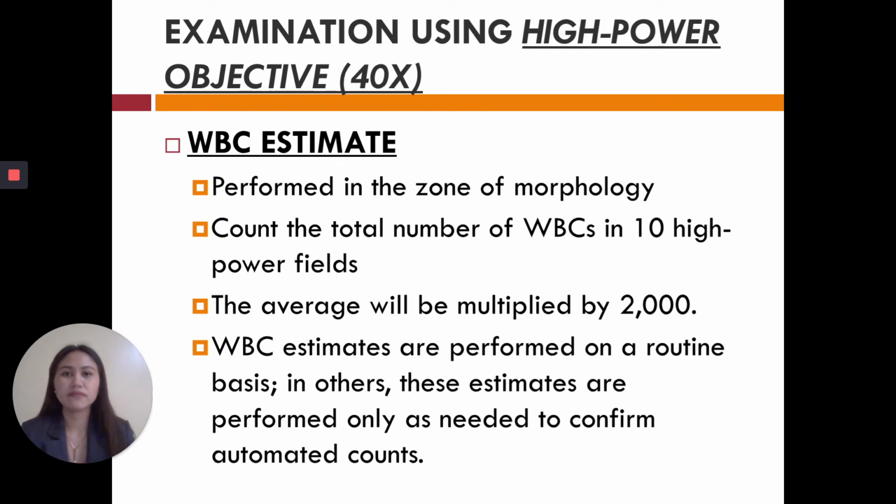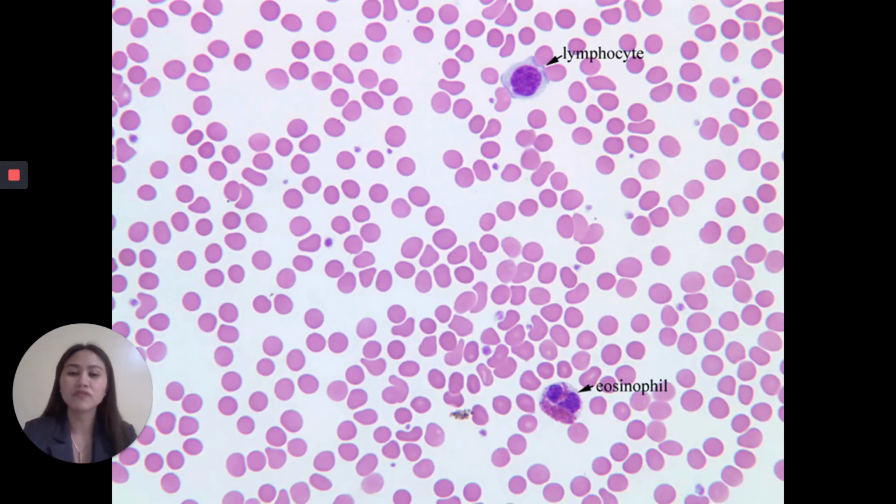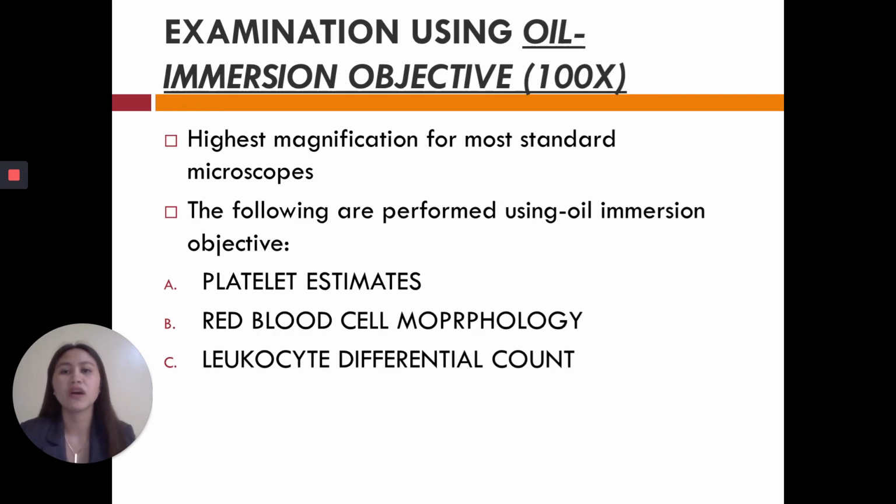So again, you pass through the low power objective and then the high power objective. This is the view of a high power objective, and then the oil immersion objective. For most standard microscopes, the oil immersion objective is the highest magnification. With it, you can do platelet estimates, red blood cell morphology, and of course this activity, the leukocyte differential count.